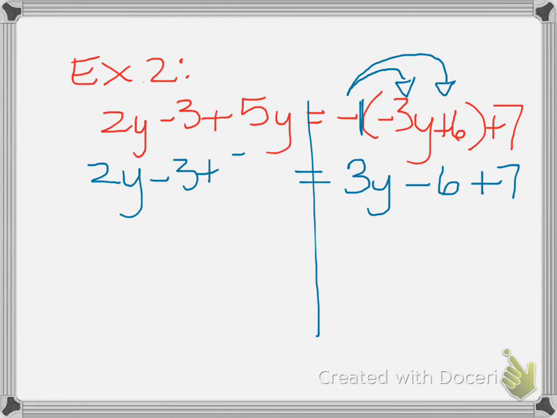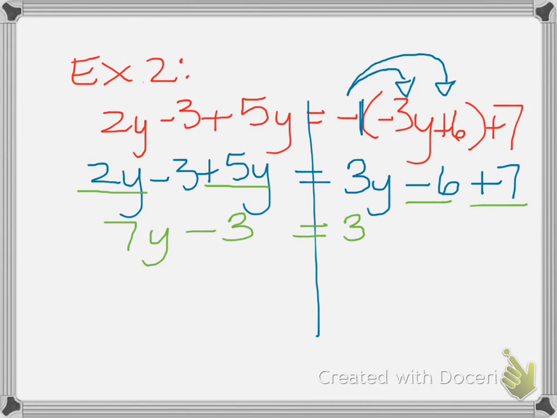Now the next step is to combine any like terms on each side separately. So I'm going to look at the left side, and I have 2y and 5y. So it's a positive 2y and a positive 5y. So combined together, that gives me 7y. Bring down my minus 3. And on the right side, I have negative 6 and positive 7. So that means I'm going to bring down my 3y. And negative 6 plus 7 is a positive 1, so I'm going to write plus 1.